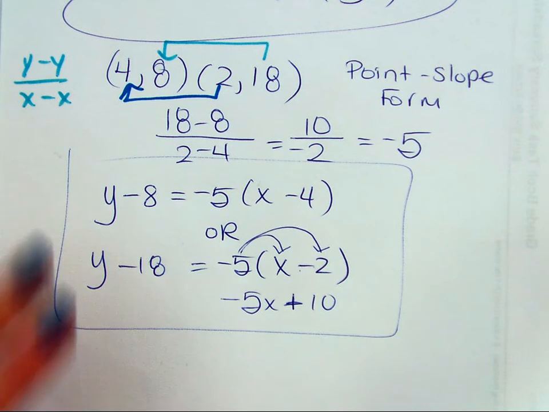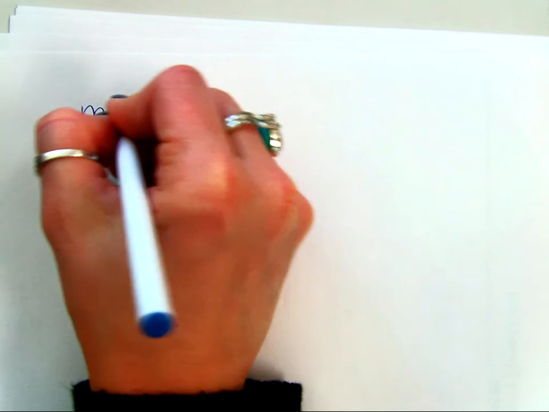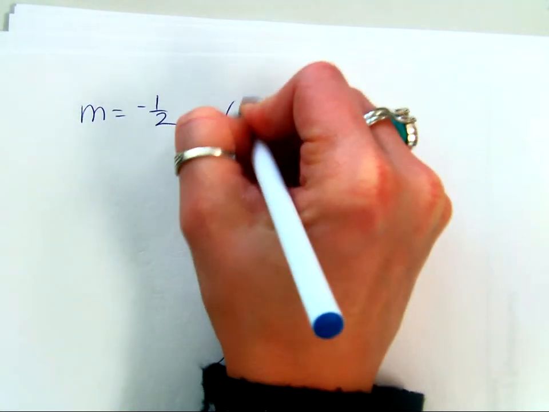Okay? All right. One other thing to talk about is this. What if the slope was a negative 1/2 and your point was 0, 4?